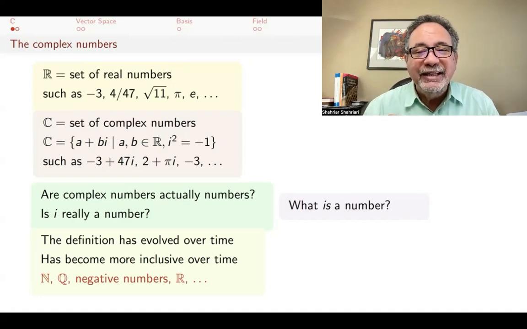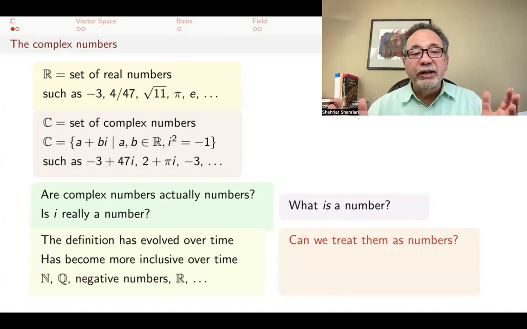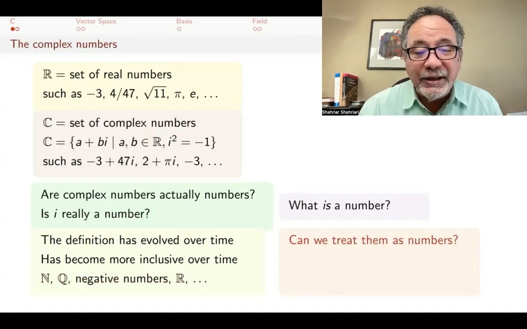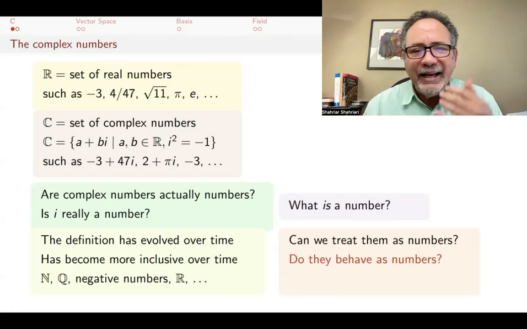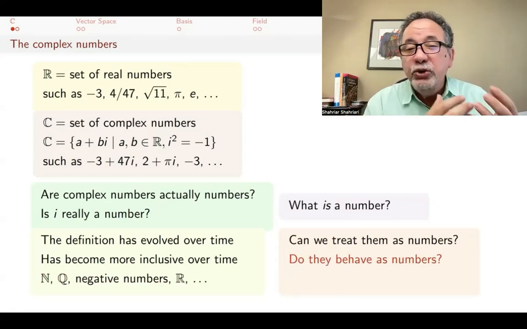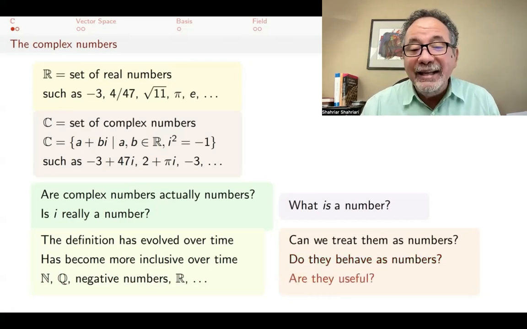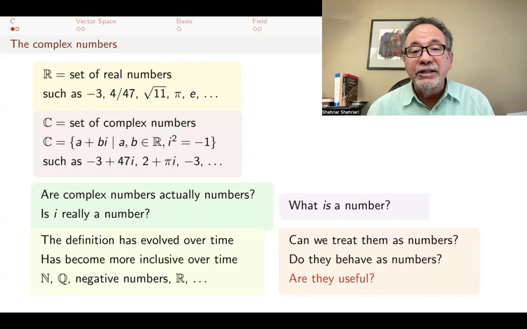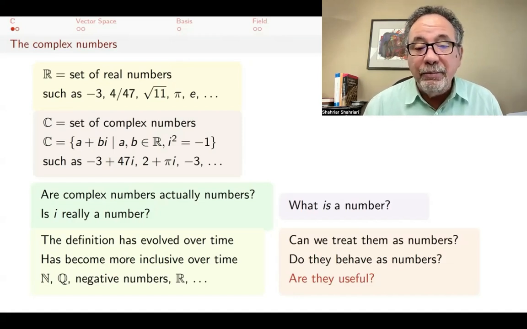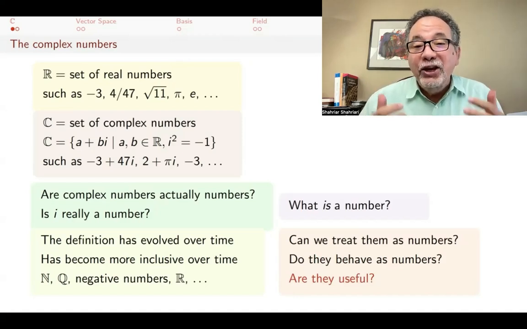So the question really isn't what is a number. The definition of a number has changed over time. What really matters is that if you have a collection of objects, can you really treat them as numbers? Do they behave as numbers? Can you use the same rules of numbers for adding, subtracting, multiplying, and so on as you do for the other numbers you had? And is that a useful thing to do? And the answer for all of these things for complex numbers is yes and yes. You can treat them as numbers, they behave like numbers, and they're very useful.